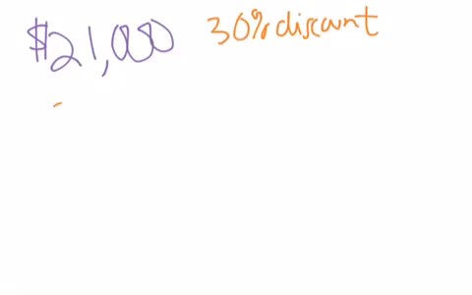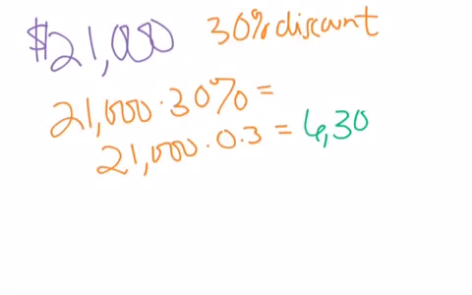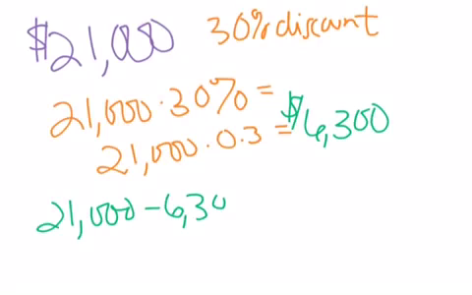So we're going to start out the same. We're going to do 21,000 times 30%, which is really 21,000 times 0.3. And again, you can do this with any percent. I just picked 30 because I like that percent. So 21,000 times 0.3 is going to give her $6,300 off. So then I go back to my original price, which was $21,000. I subtract the $6,300.